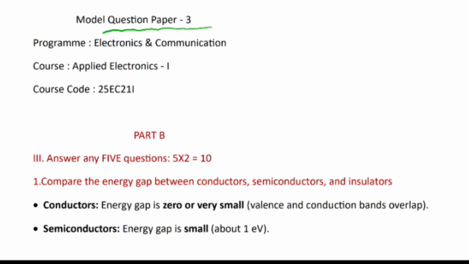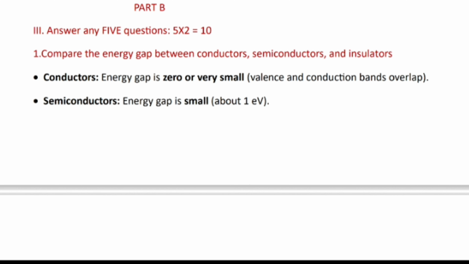This is Model Question Paper 3, Electronics and Communication, Applied Electronics. Subject code is 25EC21I, second semester. Okay. Compare the energy gap between conductor, semiconductor, insulator.